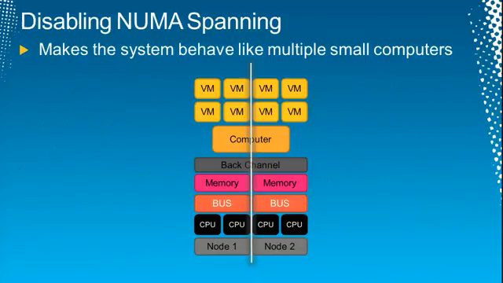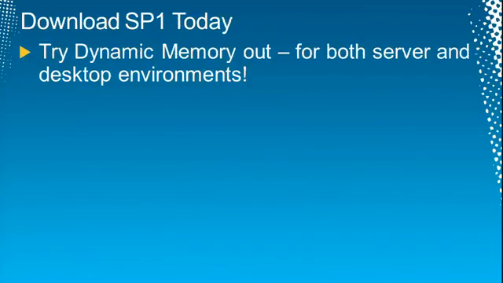So again, by disabling NUMA spanning, essentially we're partitioning or sectioning off, not allowing virtual machines to go across the nodes. So what is the call to action? What do I want you to do? Go try it. You saw the demo today. The demo today was not intended to be an exact replica of a production environment. It was just to get an understanding and an idea of how it works.